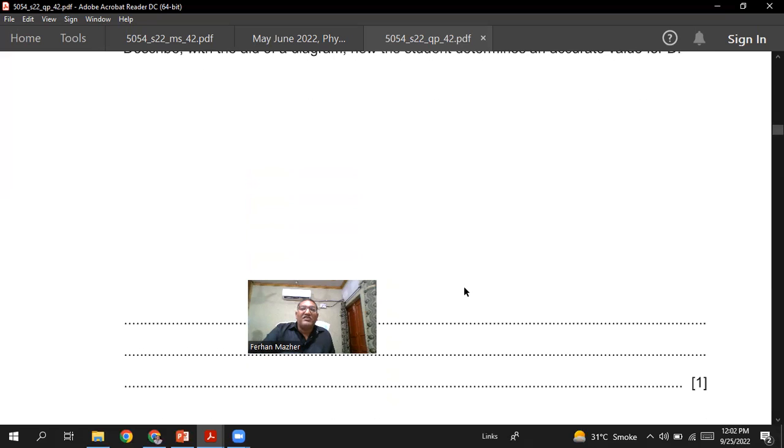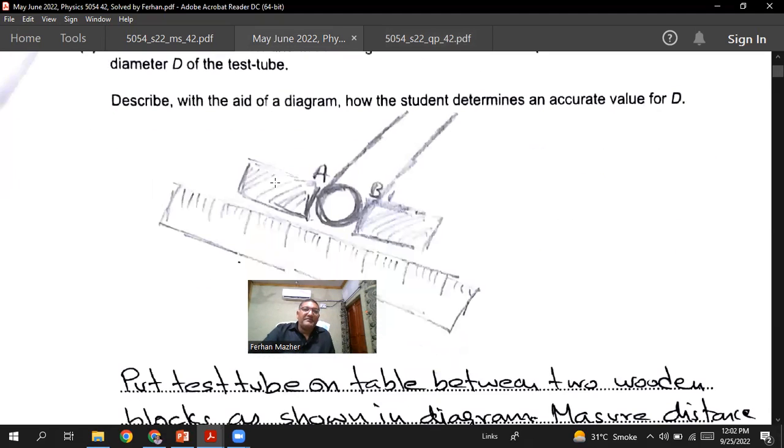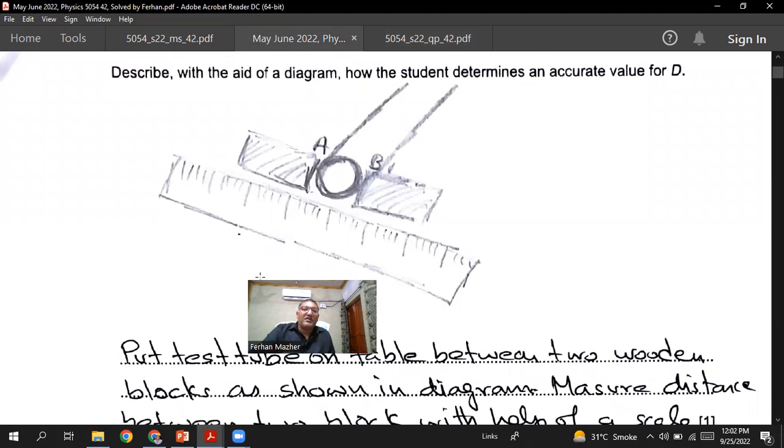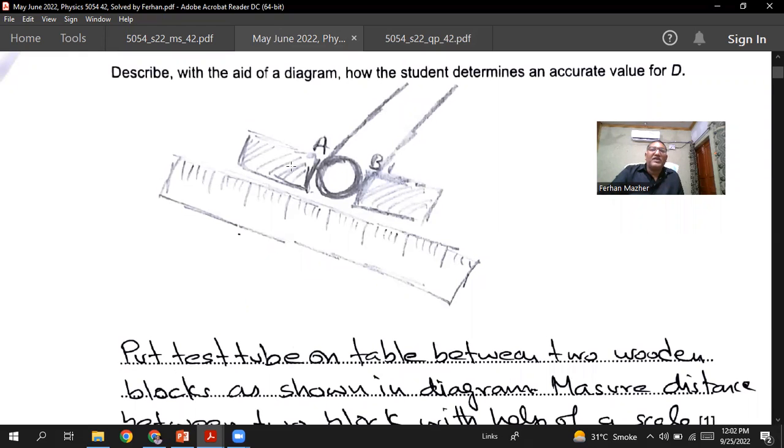It's a 1-mark question. So the space is given to draw the diagram and write the description. So here we have that diagram. You can see I have tried to show this is that test tube, and these are two wooden blocks. The test tube is between the wooden blocks, and I have put a scale, a ruler here. So I will check what is the distance between the two wooden blocks. Whatever will be the distance between the two wooden blocks, that will be the external diameter, or you can say capital D.